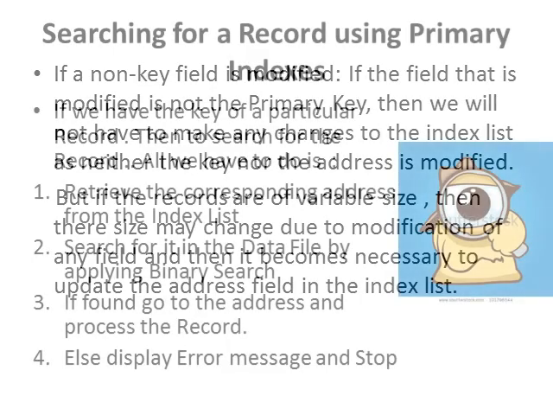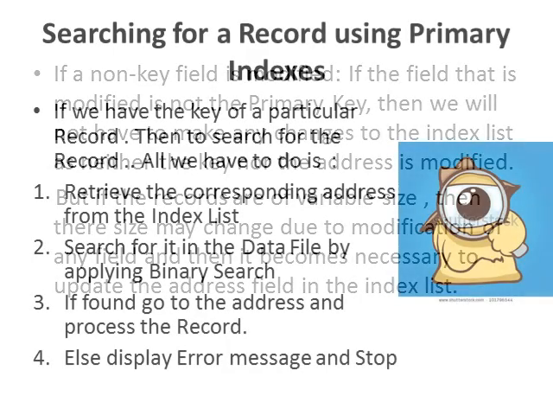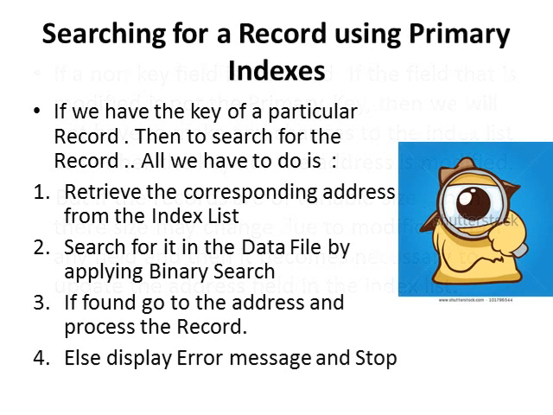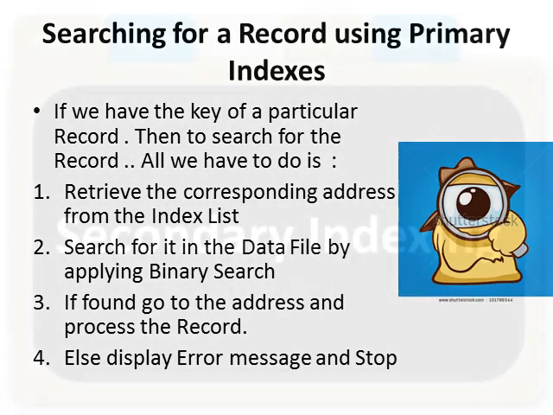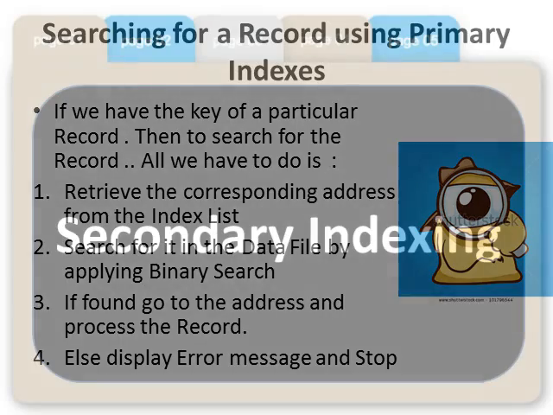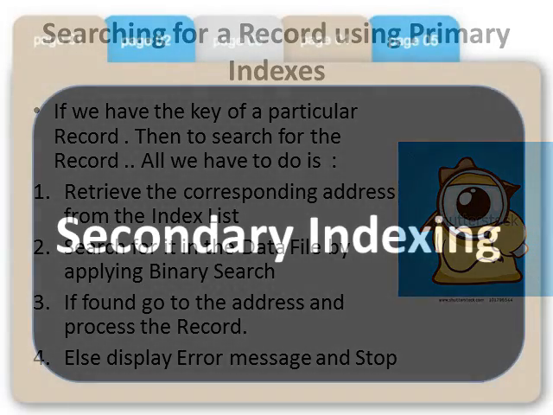Searching for a record using primary indexes. If we have the key of a particular record, then to search for the record, all we have to do is retrieve the corresponding address from the index list and search for it in the data file by applying a binary search. If found, go to the address and process the record. Else display an error message and stop.